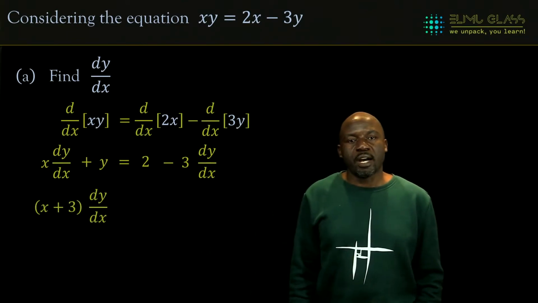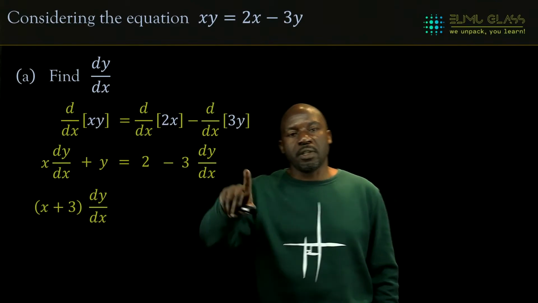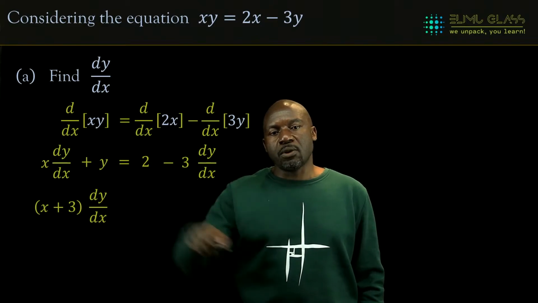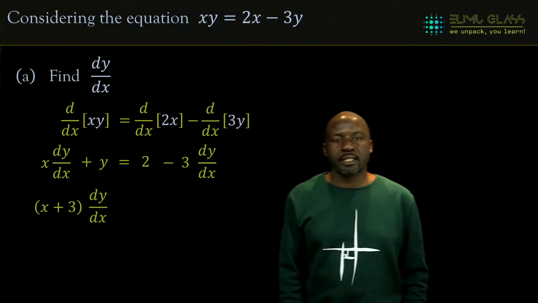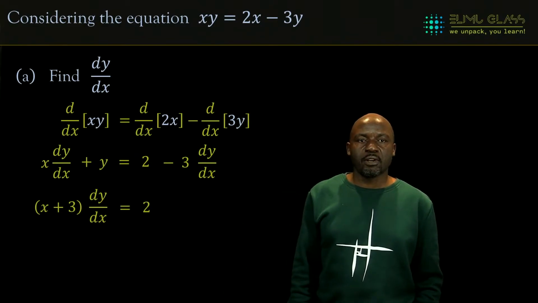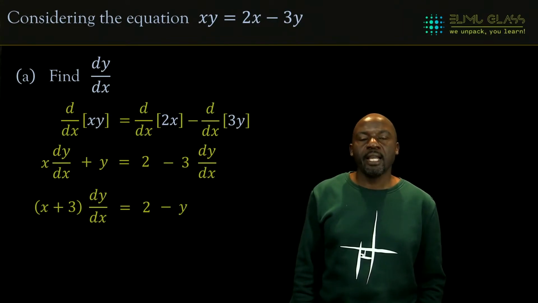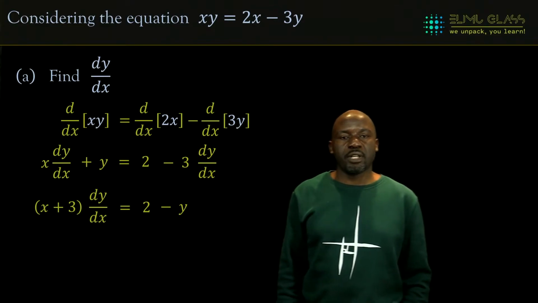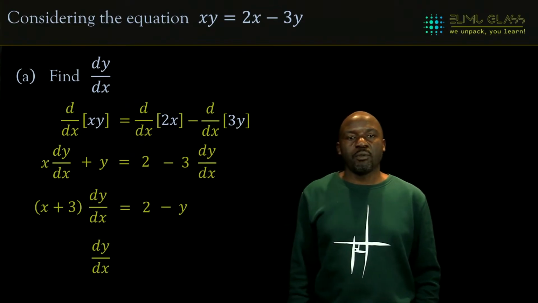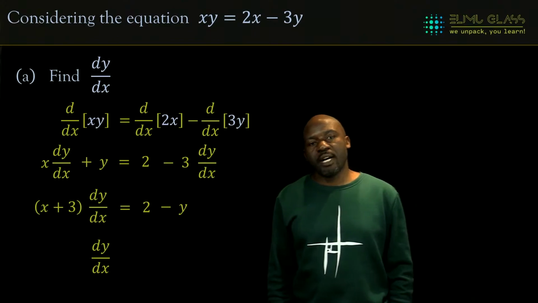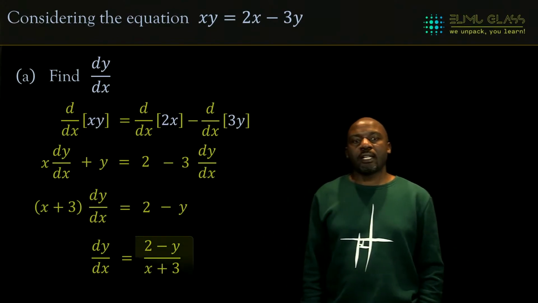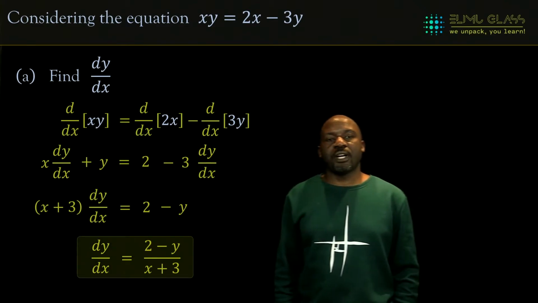All that is left now is for us to combine the like terms together. We have x plus 3, so this moves to the other side and becomes positive 3. So (x + 3) dy/dx is 2 minus y. If we rearrange that, making dy/dx the subject of the formula, we end up with dy/dx is (2 - y) divided by (x + 3). All right, and that is the answer for the first derivative.